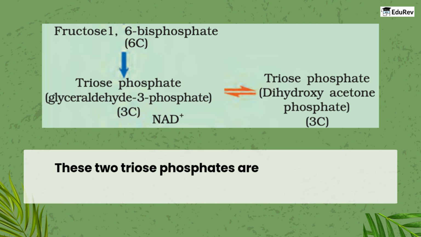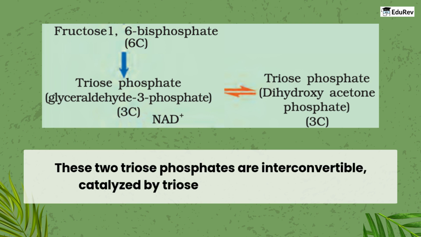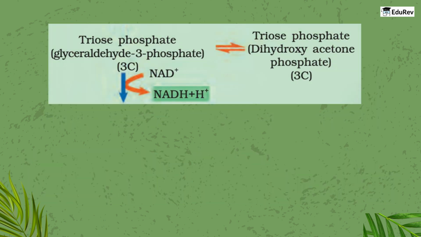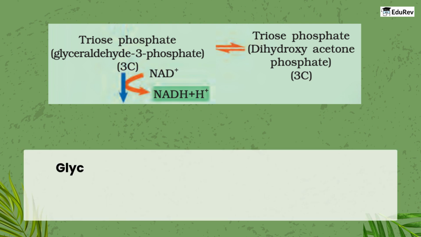These two triose phosphates are interconvertible, catalyzed by triose phosphate isomerase. Ultimately, both molecules are converted into glyceraldehyde 3-phosphate.